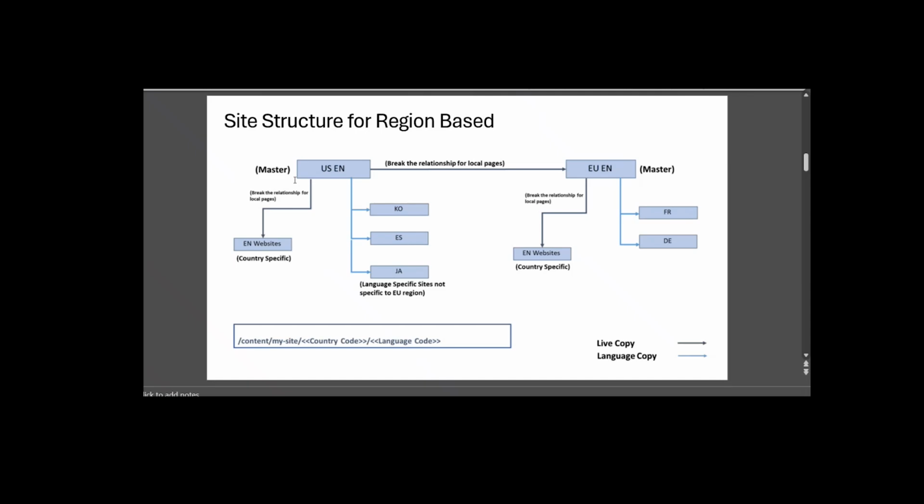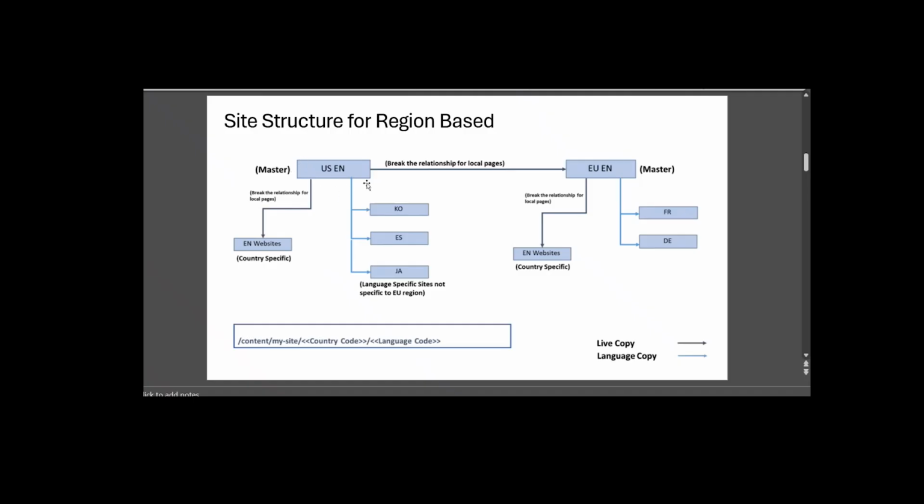The first scenario is based on region. When we are talking about region, as you can see on my screen, there are two different regions we are talking about. One is the US region, another one is the Europe region. In both regions, we could have different languages. So how can we support different languages based on their region?